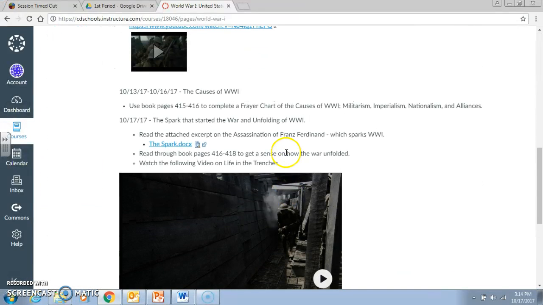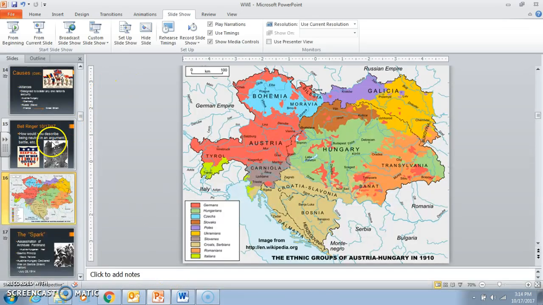If you go all the way down here, you can see the assassination of Franz Ferdinand, who was the Archduke of Austria-Hungary. You open that document up, read through that, and see what we're talking about here. As you're reading that, bring this map up to give yourself a better understanding, especially if you want to pay attention to this bottom part right here. It goes through the story of the assassination of Franz Ferdinand by Gavrilo Princip, who was a Serbian national terrorist, who was represented by this group called the Black Hand.